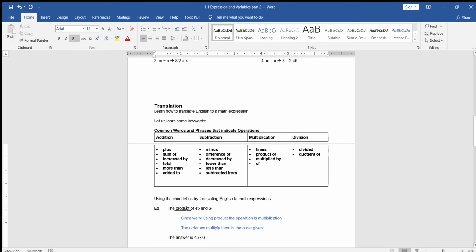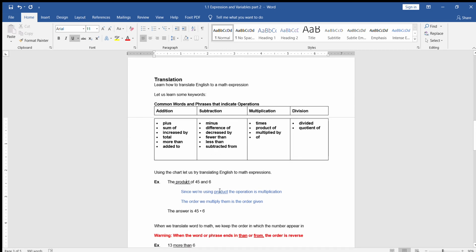The product of 45 and 6. The product indicates it's going to be multiplication. So the order we multiply, how do we arrange it? We know it's going to be 45.